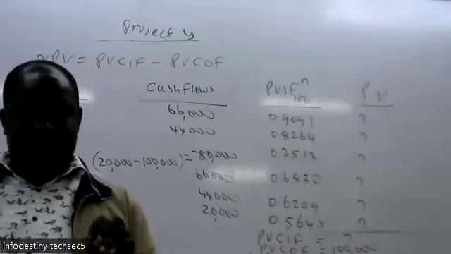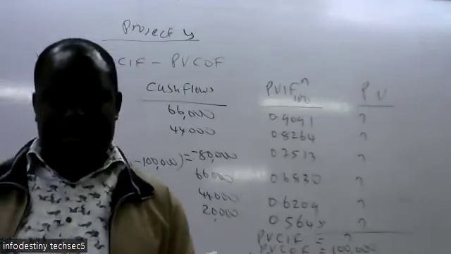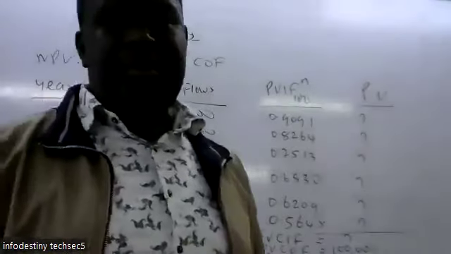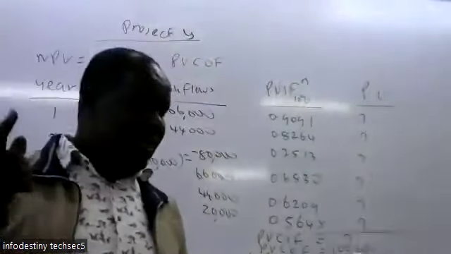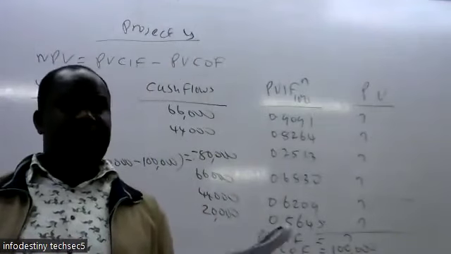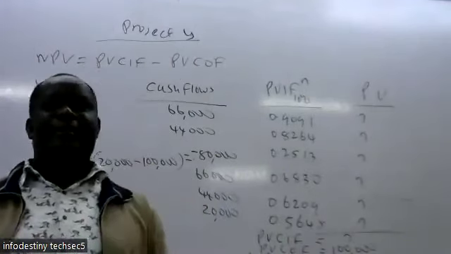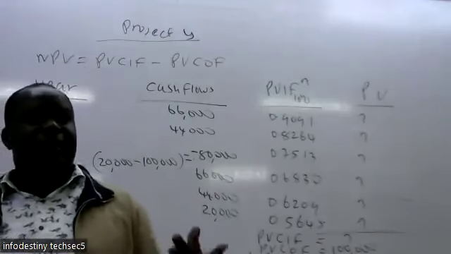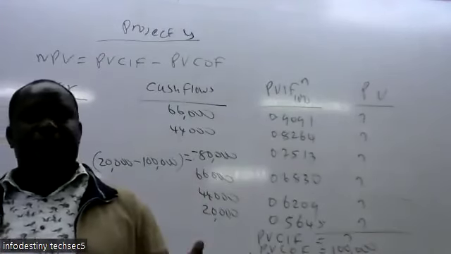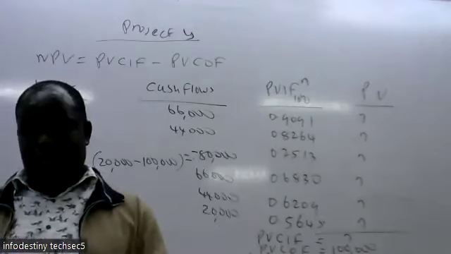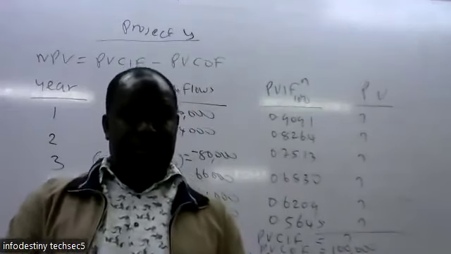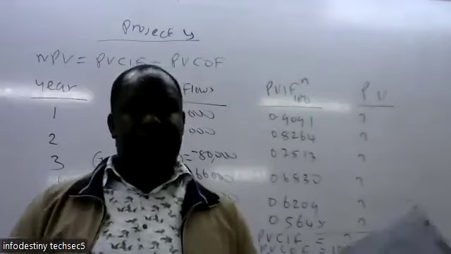So let us check Roman letter one. The replacement chain method, or the common life method. Project A has 2 years, project B has 4 years, so the least common multiple would be 4. That means A will be replaced once. There is no replacement for project B because under the common life, we make the life the same.